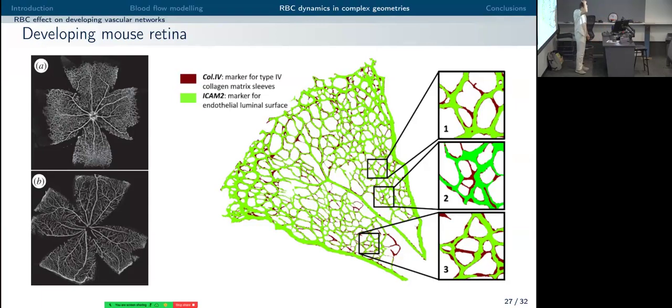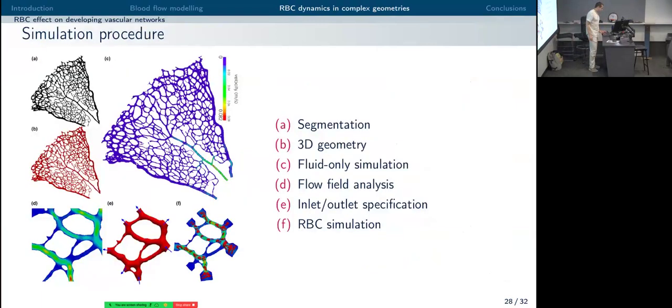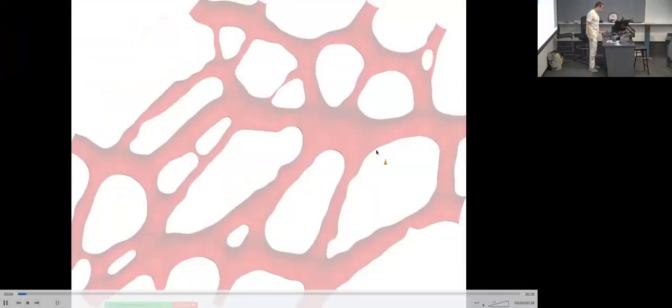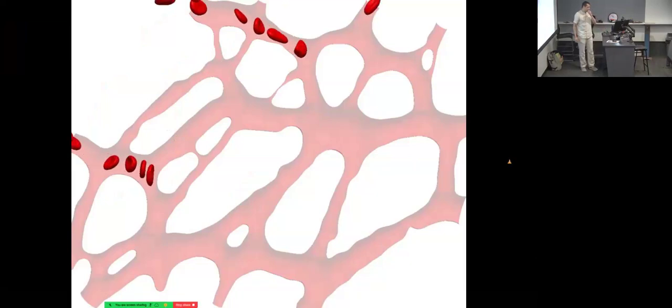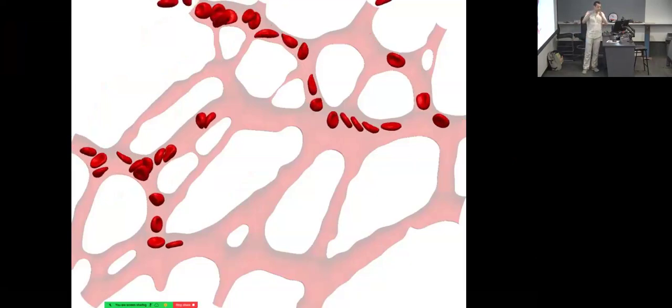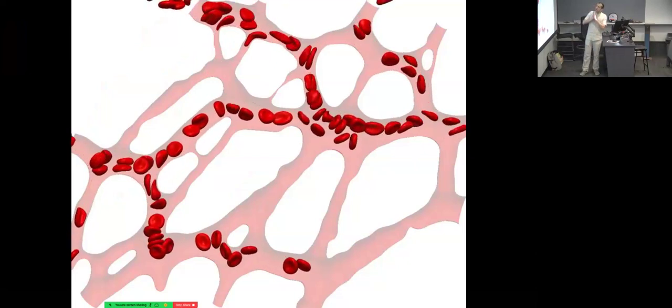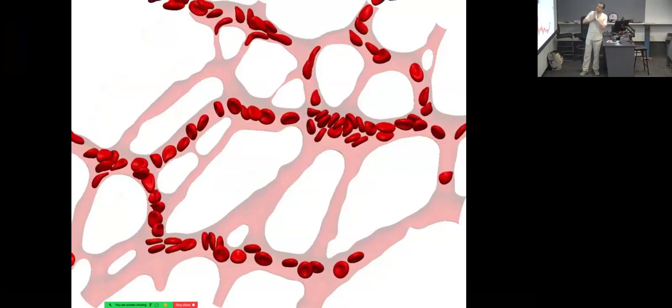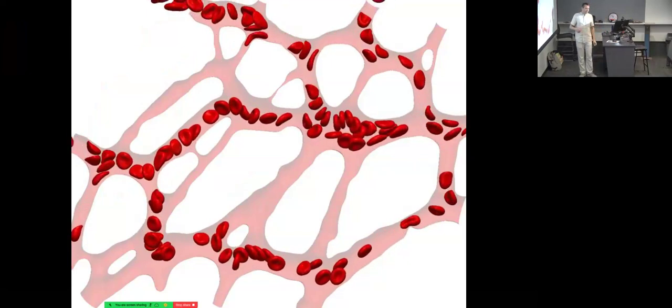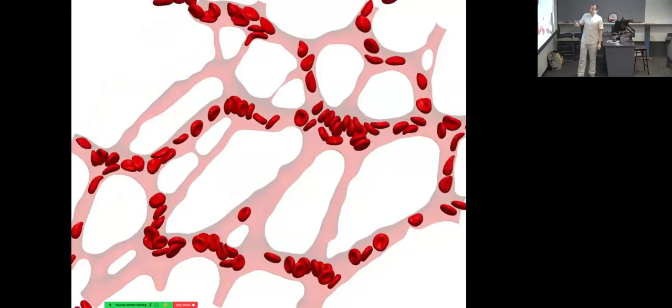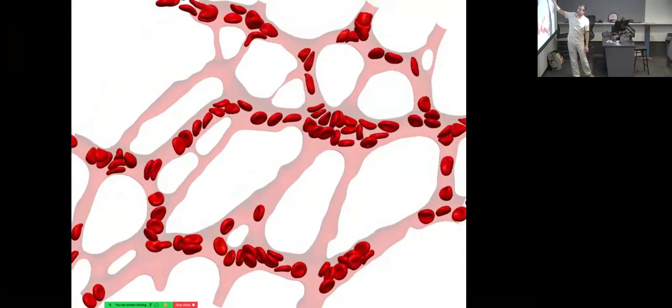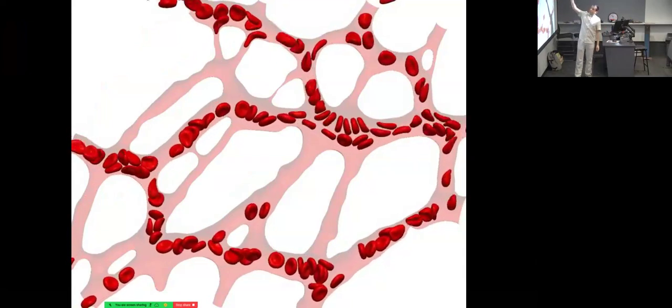Okay. Now, the question is, how is it related to the blood flow inside? And here I just want to show you a video. So that's one region of interest of the larger network, where we can simulate red blood cells in the entire network. So you can see that there are quite a few branches here that are devoid of red blood cells. Others are nearly like highways. We also have one red blood cell that is stuck at the top.